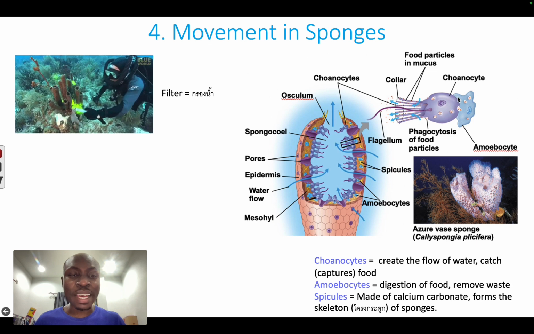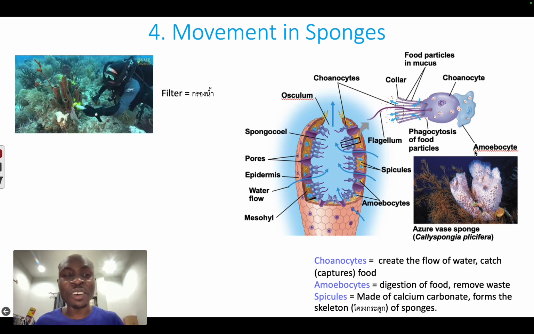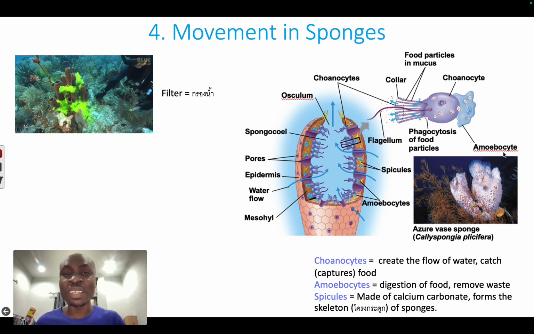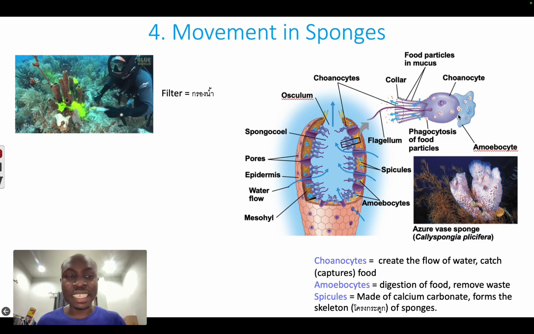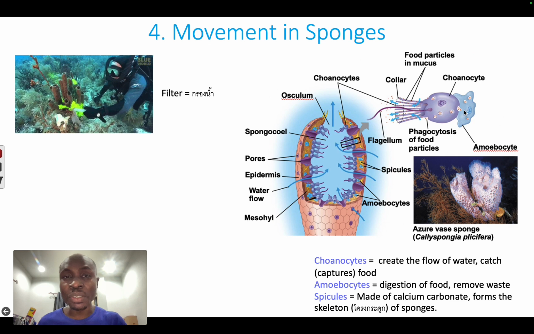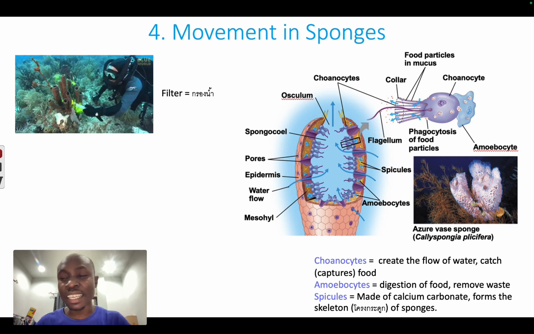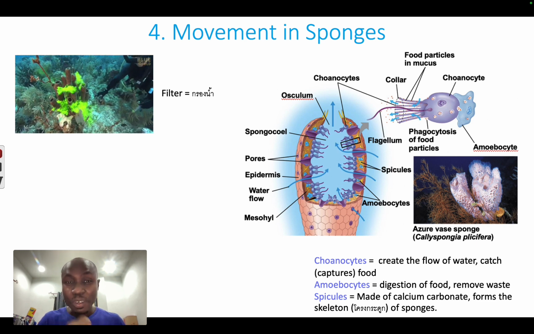Now, behind the choanocytes, we have another type of cell we call amoebocyte, from the word amoeba, because they look like amoeba. And amoebocytes help to digest the food and also to release waste, and also help in asexual reproduction for sponges.